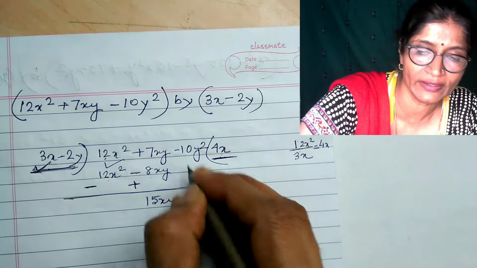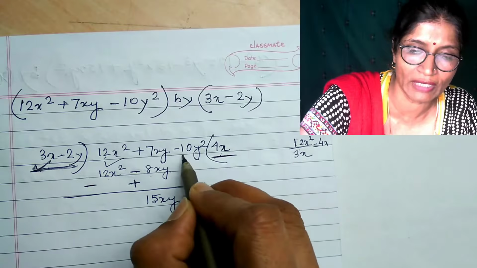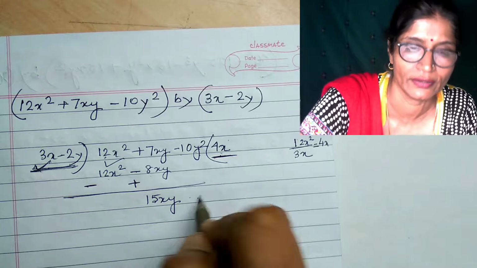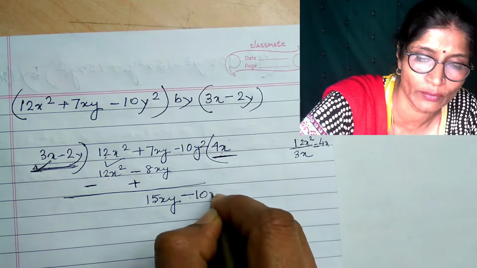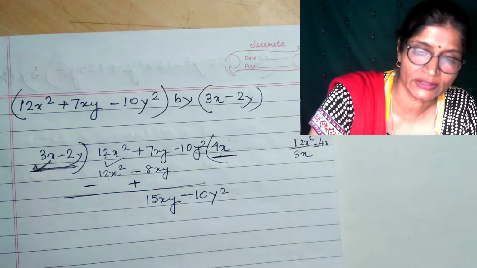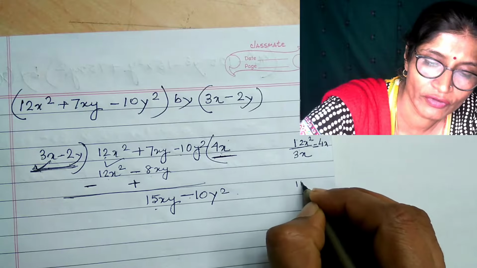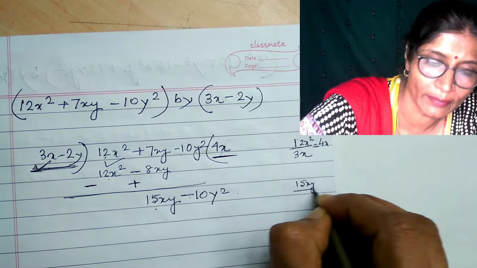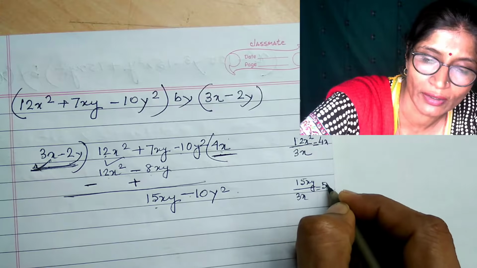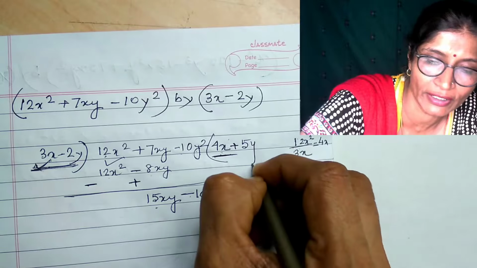And here I will write the next term, all the terms that are left. If there is any other term after 10y square, I will also write it here. So I will write here 10y square. No more terms. Now next, this 15xy divided by this 3x is 5y. It means the next term of the quotient will be plus 5y.